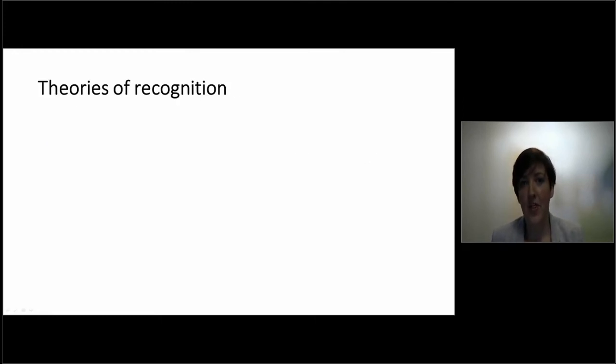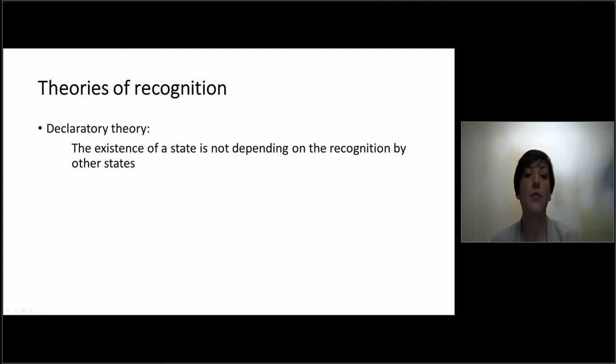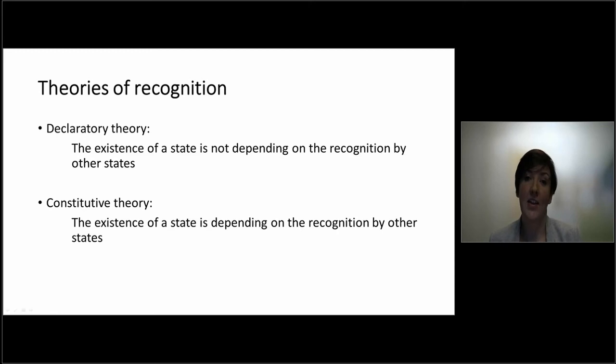Next, we come to the theories of recognition. So why are these theories important? Well, we just saw that there are 4 criteria for statehood. And the first theory says that if you meet these 4 criteria, then you are a state, regardless of what other states are thinking. So it is not necessary to be actually recognized by other states to be a state. The other theory is saying the exact opposite.